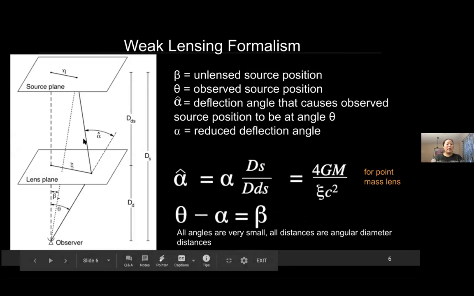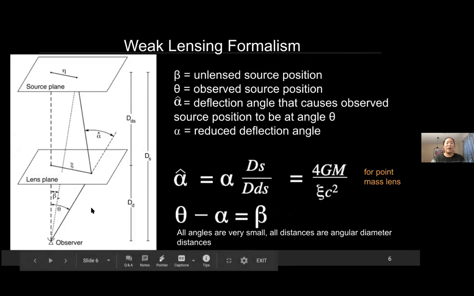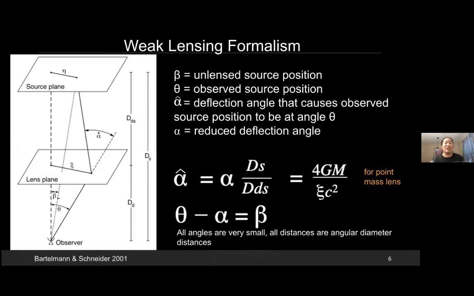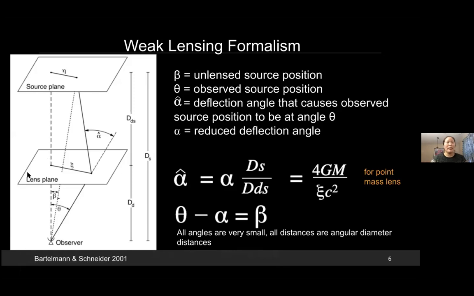Okay, so now we have a more simplified schematic on the left, and this is coming from a review article by Bartelmann and Schneider, which has quite a lot of the information that I've left out of this talk. So I'm taking kind of a top level look at some of the equations, but if you want to see how they're actually derived, this is a great resource. So in this picture now, the observer is at the bottom, and the thing that's doing the lensing with the mass is in this lens plane.